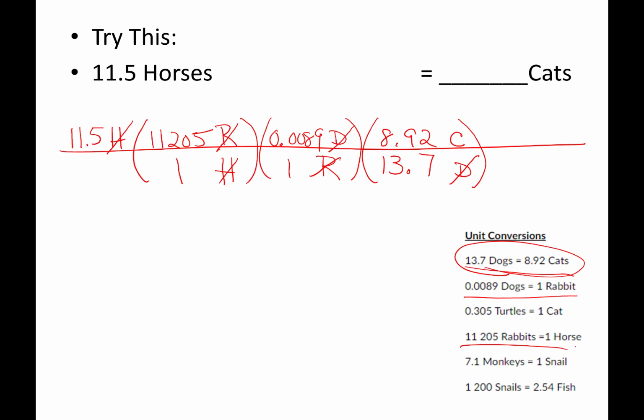So grab your calculator. 11.5 times 11,205 times 0.0089 times 8.92 times, divide by 13.7, and then when I'm all done, I ended up with 746.696. Started with 3 digits, going to end with 3 digits. I ended up with 747 cats. That's a lot of kitty chow.